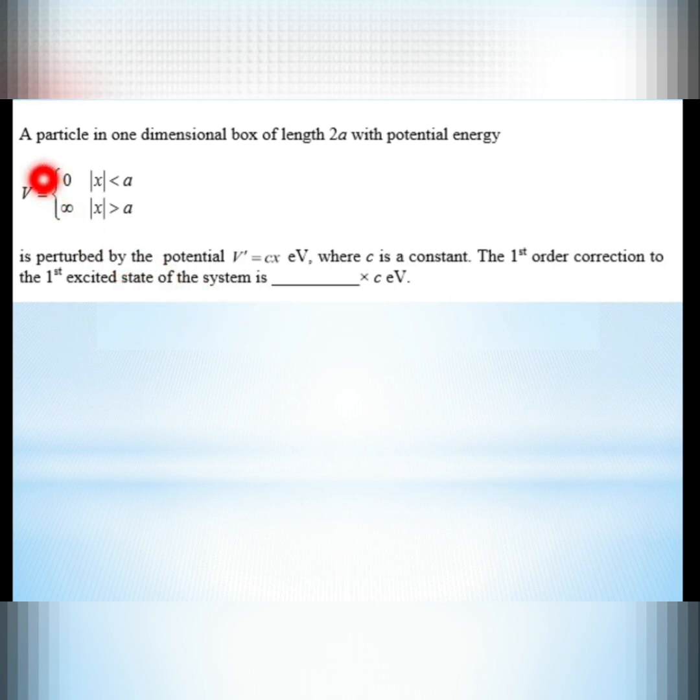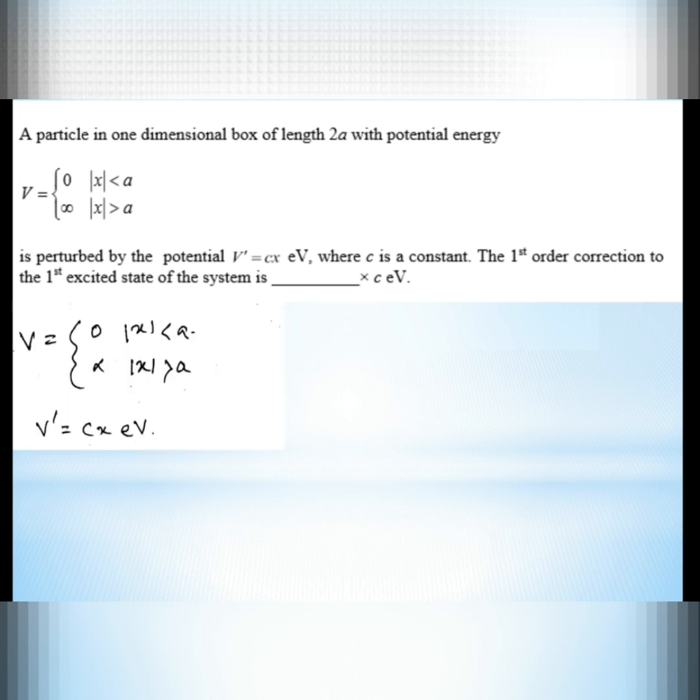Now in the second problem, there is a particle in a one dimensional box of length 2a with potential energy V equal to 0 when the position x is less than a, and infinity when x is greater than a. This one dimensional box, whose length is 2a, is perturbed by the potential V dash equal to Cx. Now we have to calculate the first order correction to the first excited state of the system.